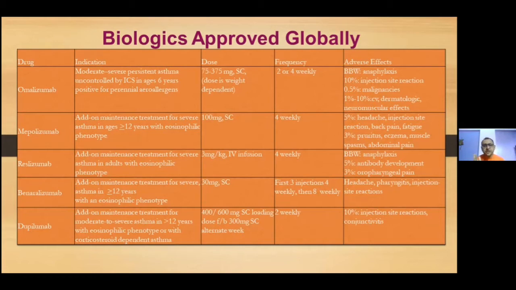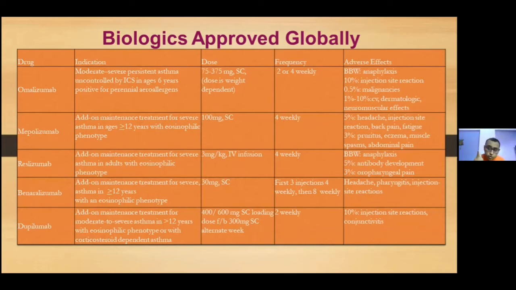The dose is very much weight dependent. The frequency is 2 to 4 weekly. And there are different adverse effects. Most common is anaphylaxis, and for that one thing is very important. Generally we assume that if a patient is taking penicillin and has no allergy or hypersensitivity reaction to that particular penicillin, then if I use that penicillin in future, most probably that patient will not suffer from any hypersensitivity reaction, because the patient has a negative history of penicillin allergy.